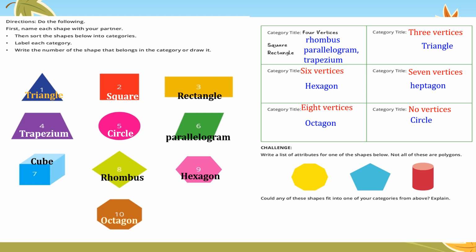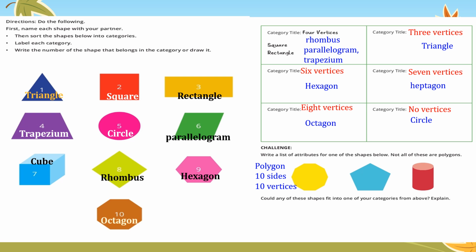Now our challenge. Let's write the attributes of each shape from these 3 shapes. The first shape, is it a polygon or not? Yeah, it's a polygon. It's a 2D shape and closed one, and it doesn't have any curves. So it's a polygon that has 10 sides and 10 vertices.